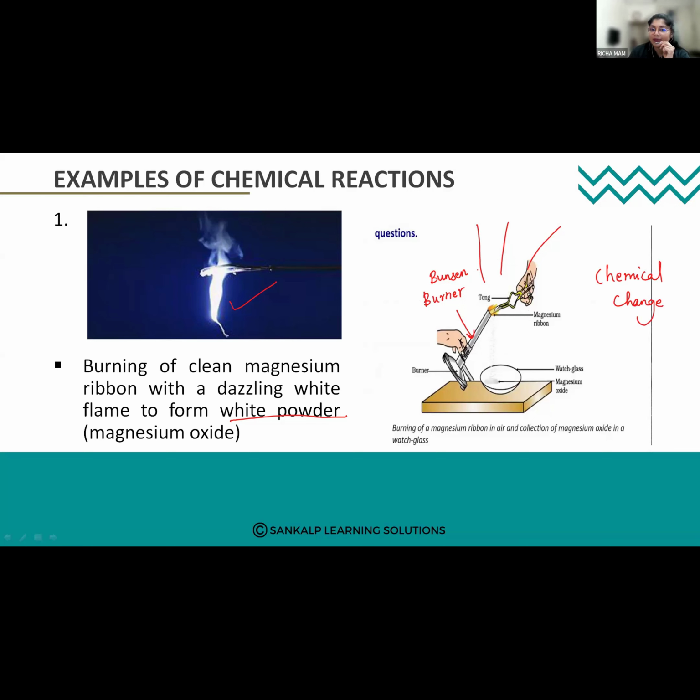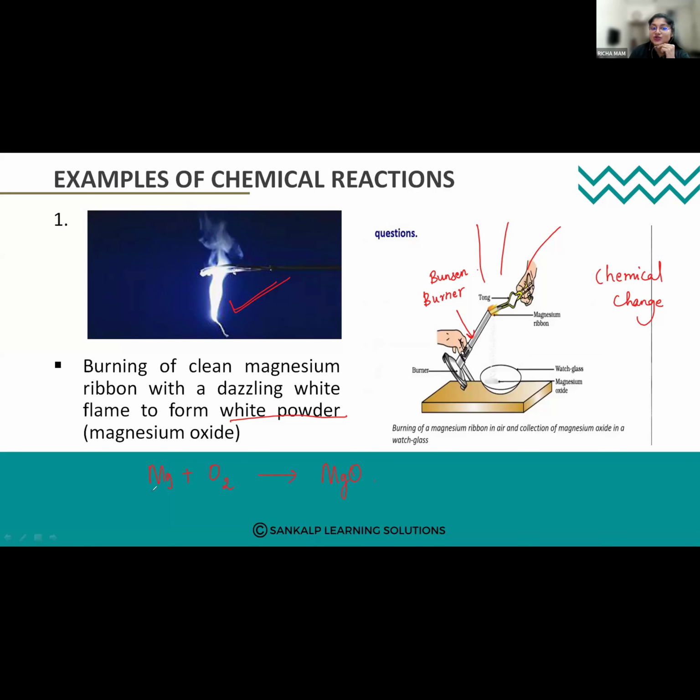What happened when we held it in the flame? It is giving you a white flame. This white flame later is converted into white powder. That is, this magnesium, when it reacts with the oxygen, gives you what? Magnesium oxide.